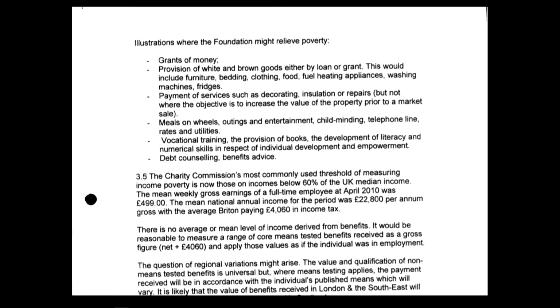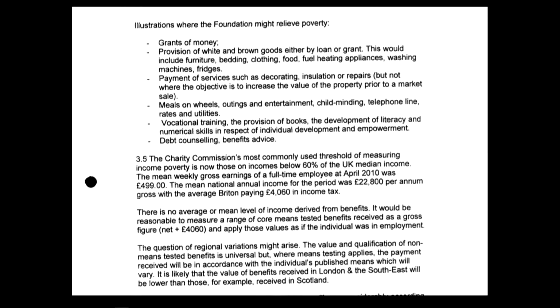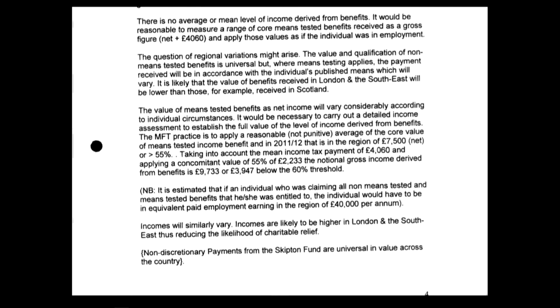And then 3.5 says, Charity Commission's most commonly used threshold of measuring income poverty is now those on incomes below 60% of the UK median income, and that is said to be £22,800 per annum gross, with tax being on average £4,060 in income tax. And then if we go down to the second half of that page, the big paragraph starting the value of means tested benefits, etc., and then the last paragraph there, taking into account the mean income tax payment of £4,060 and applying a concomitant value of 55% of the figure 2,233, which is the notional gross income derived from benefits, is £9,773, or 3,947 below the 60% threshold.